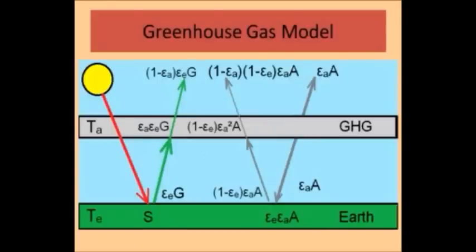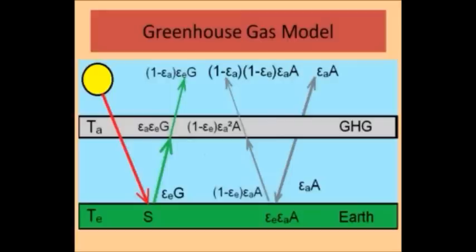I'm going to look at a model with a single layer of greenhouse gas. In our model, the yellow ball and red arrow represents the radiation from the Sun after reflected radiation has been removed, that is, the albedo effect. From our last feedback slide, S was calculated to be 240 watts per metre squared. The green bar at the bottom represents the Earth's surface. It has a temperature, TE, of 288 degrees Kelvin, or 15 degrees centigrade.